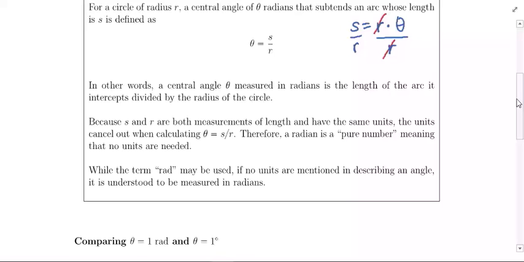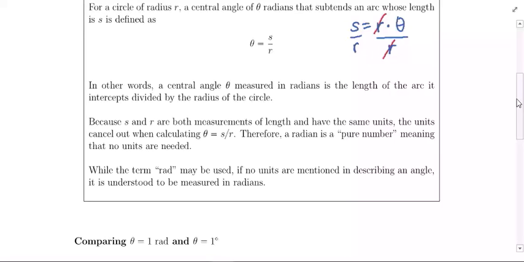While the term rad may be used, if no units are mentioned in describing an angle, it is understood to be measured in radians. We've also talked about that statement. It is imperative that if you are dealing with a degree number, so if you've got an angle measured in degrees, you had better put that degree symbol on there, because if you don't, the angle may be interpreted as a radian measure. If you encounter an angle that has no degree symbol on it, it's just a number, it's understood to be measured in radians.